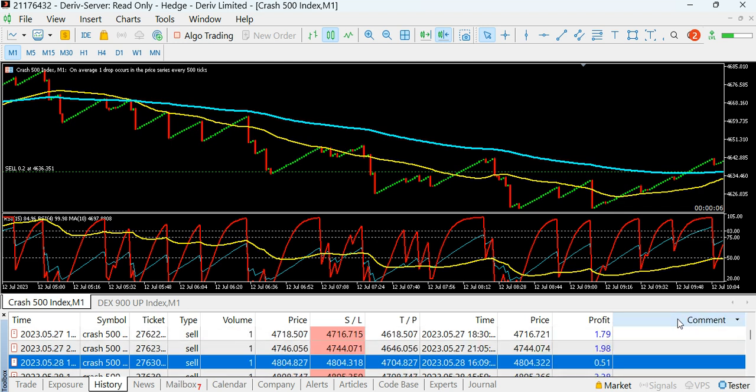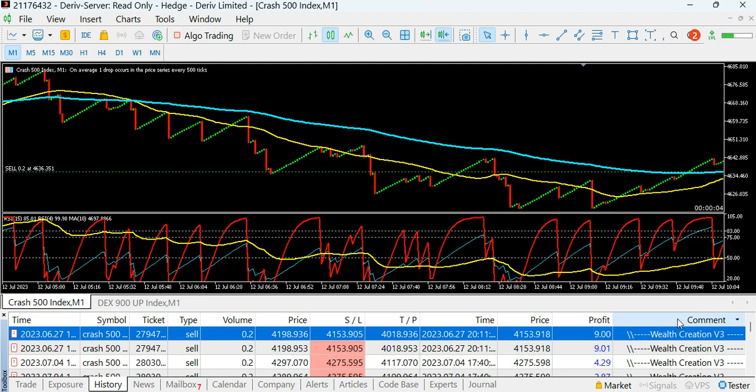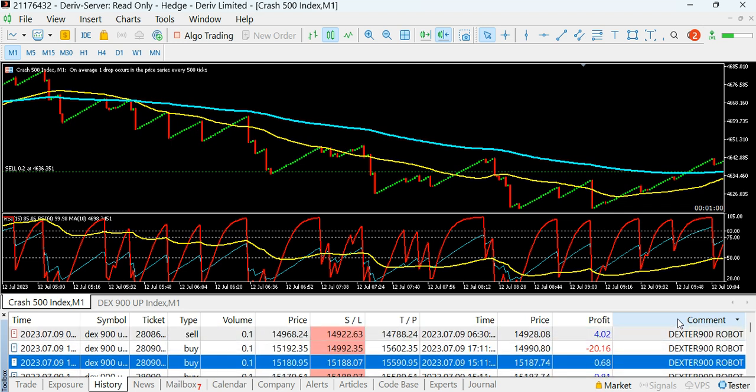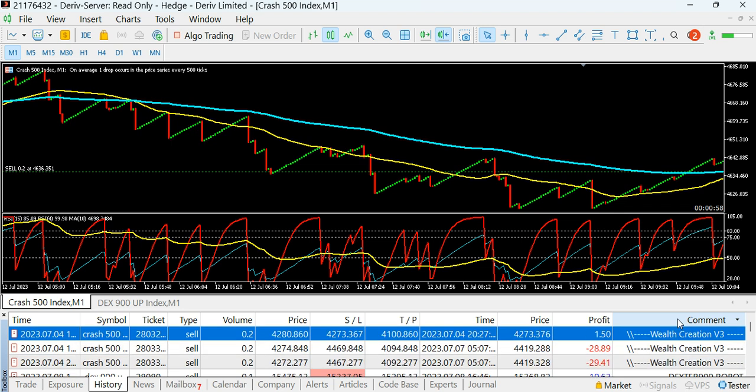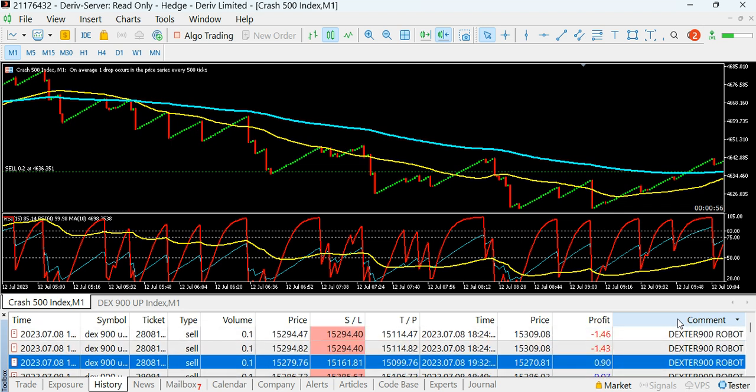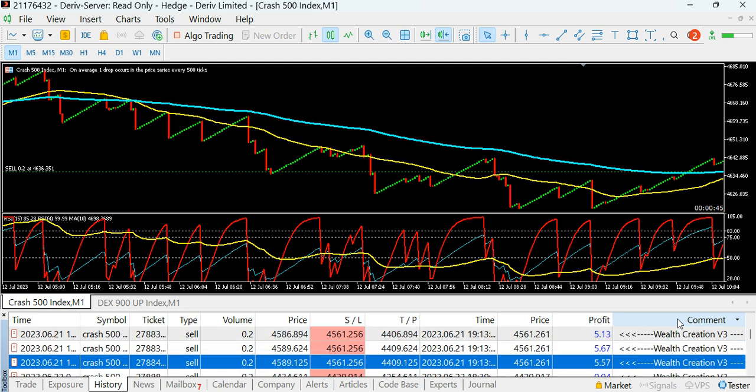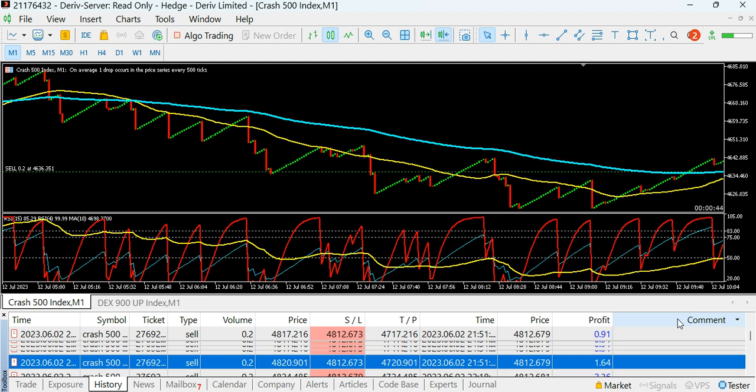Okay, if I sort the other way and I go home, you see Wealth Creator 1, Wealth Creator 3. And there's Dexter. See, Wealth Creator didn't take a lot, eh? Very little. Then Dexter took a few, and then let's see what's coming up next. All Dexter, all Dexter. And there, Dexter 900, Wealth Creator V3. It's a little bit haphazard with the sorting. Those are all V2s, the blank ones.